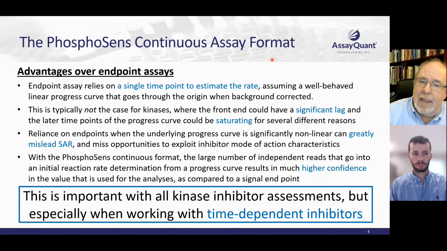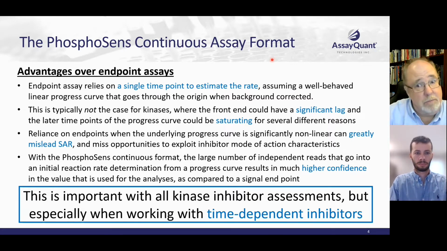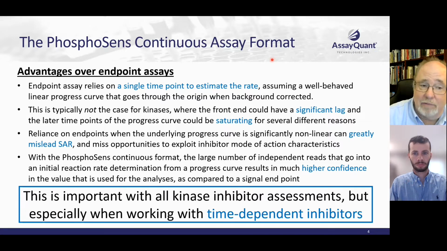And if you're relying on an endpoint assay, these variations from linearity, either at the beginning or the end, or even in the middle sometimes, could greatly mislead your structure-activity relationship campaign and confuse your medicinal chemists. And on top of all of that, there are some fundamental interesting characteristics of the compounds that you could exploit in your drug discovery campaigns that you might totally miss if you're only doing endpoint assays.